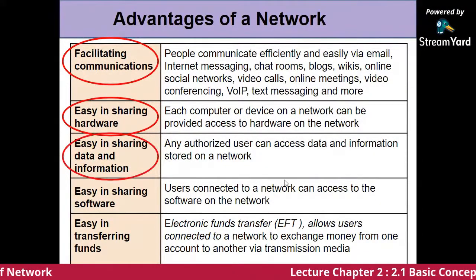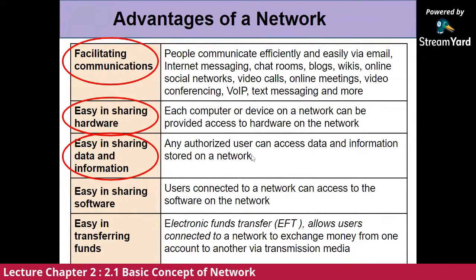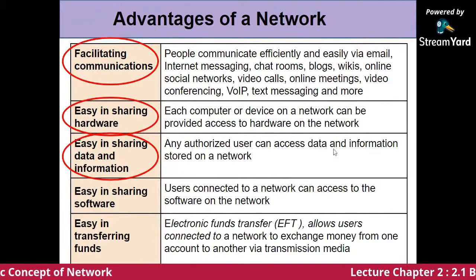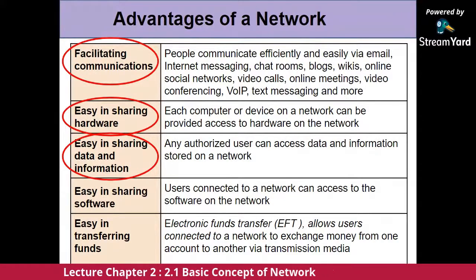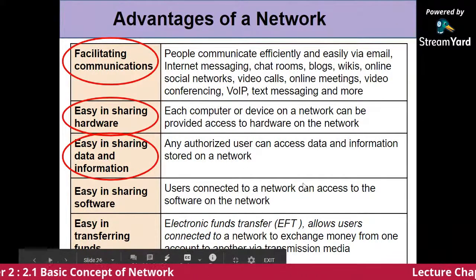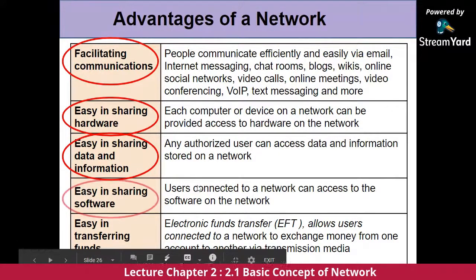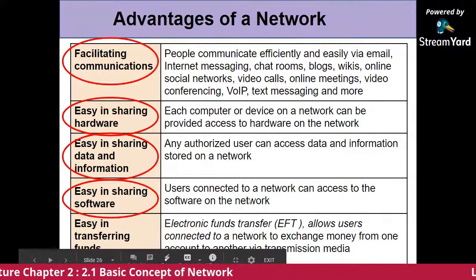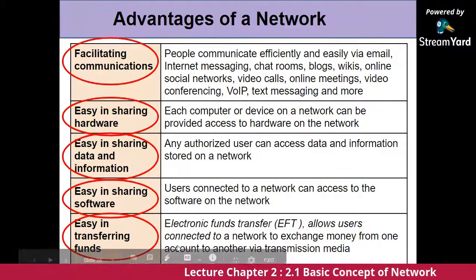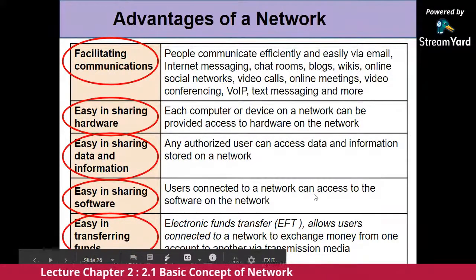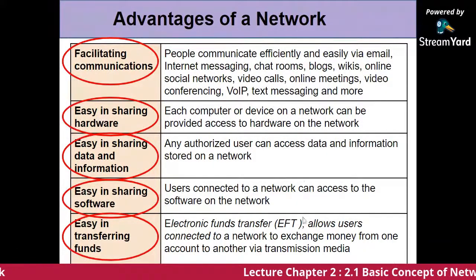Easy in sharing data and information. So you can share data and information with your friends by using access to data and information stored on the network, like we can share data in KMPK, College Matrikulasi Perak. Okay, easy in sharing software. Users connected to a network can access the software on the network. So for me, these 3 points are easy to remember. Okay, and the last one is easy in transferring funds. This type of advantage we always use, such as in Maybank2u and CIMB Clicks.